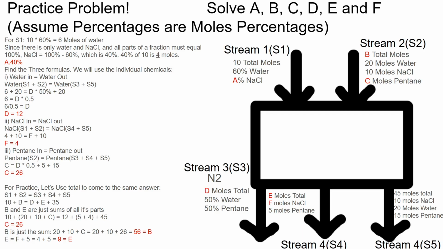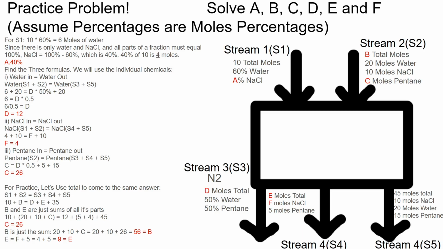For practice, let's use the total to come to the same answer. So that would be stream 1 plus stream 2 is equal to stream 3 plus stream 4 plus stream 5. And that would be 10 plus B is equal to D plus E plus 35. B and E are just sums of all of its parts, so that would be 10 plus 20 plus 10 plus C is equal to 12 plus 5 plus 4 plus 45, which would mean we would have C is equal to 26, which is the same answer.